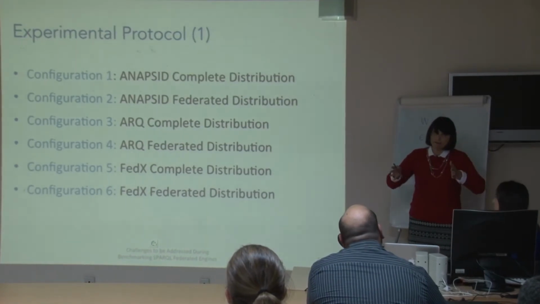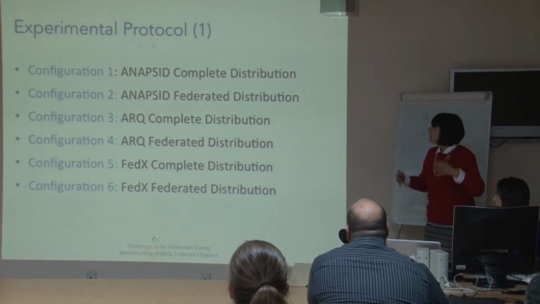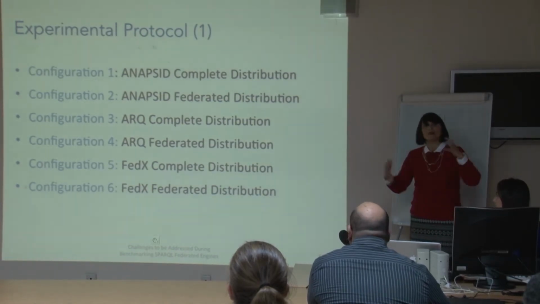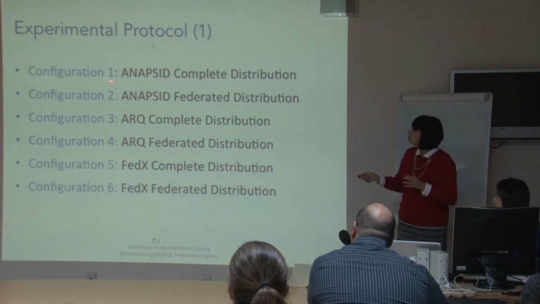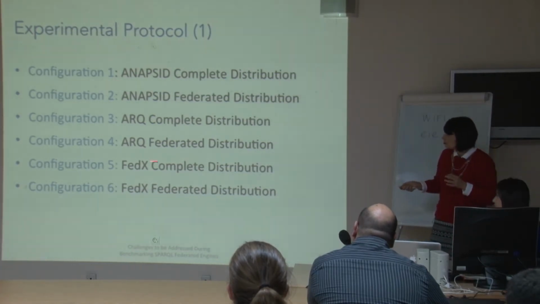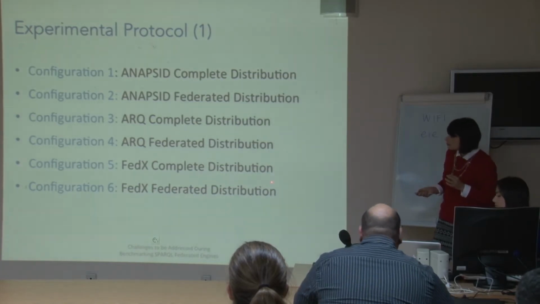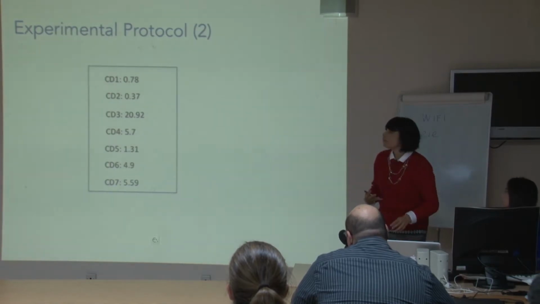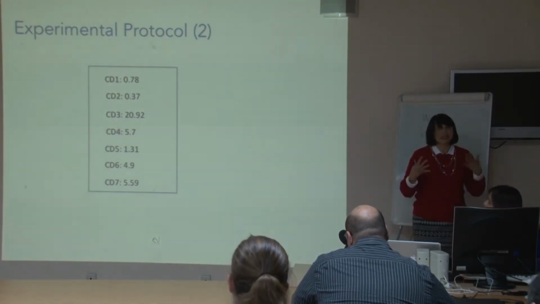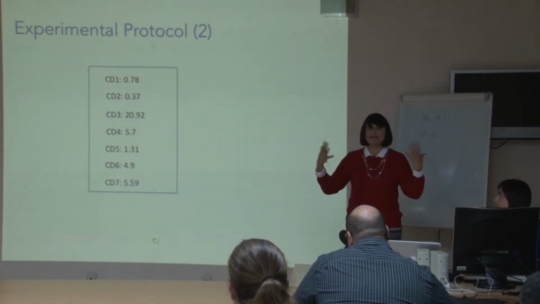Remember that the complete distribution is all the data inside one endpoint. The federated is the data in 10 different endpoints. Configuration 3 is RQ with complete distribution, configuration 4 is RQ with federated distribution, configuration 5 is FedEx with complete distribution, and configuration 6 is FedEx with federated distribution. And we compute the Spearman-Rho correlation because we wanted to see the correlation between the performance of all these configurations.